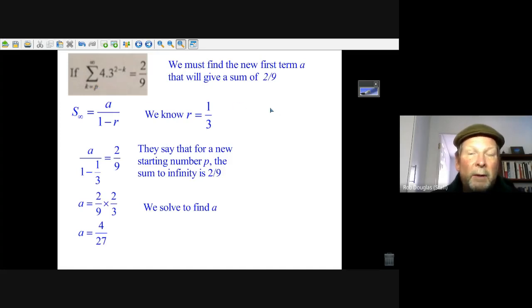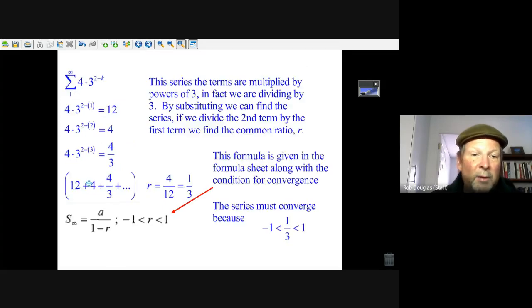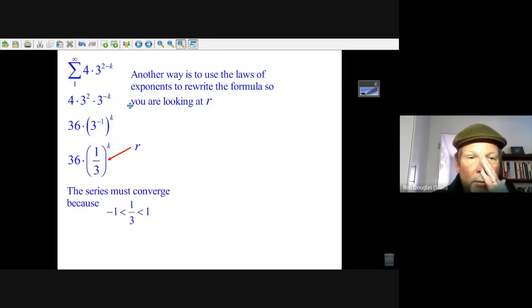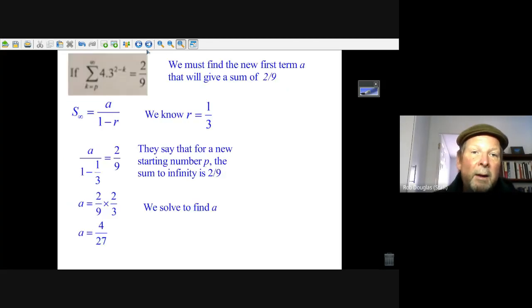Well, what you're having to do is think, to get this to add up to 2 over 9. Now, the first number over here when we did it was a 12, right? That's the first term. Well, if 12 is the first term, if we keep adding numbers and get way bigger than 2 over 9, we need to start at some fraction. But where would that be? So we have to find the new first term. Well, here's the sum to infinity formula. They say it adds up to 2 over 9.